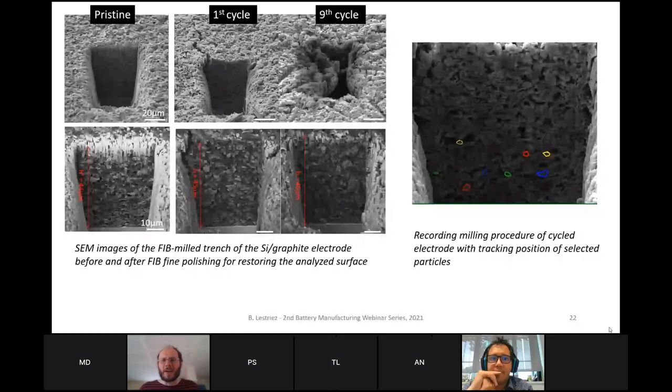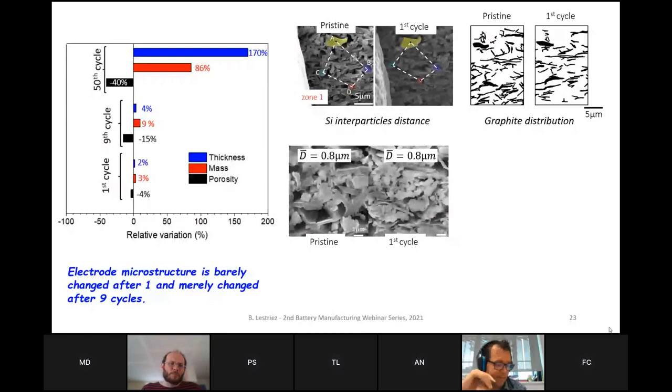Okay, so now let's look at the results and move to the next slide. You have plotted here on histograms the thickness, mass, and porosity variation. You can see that after the first cycle, the electrode morphology appears barely changed, because the thickness has increased by only 2% and the porosity has decreased by only 4%. If you look at the position of the silicon particles, they are nearly at the same place, with an interparticle distance which is unchanged from the pristine electrode to the first cycle electrode, and the graphite distribution also appeared nearly unchanged.